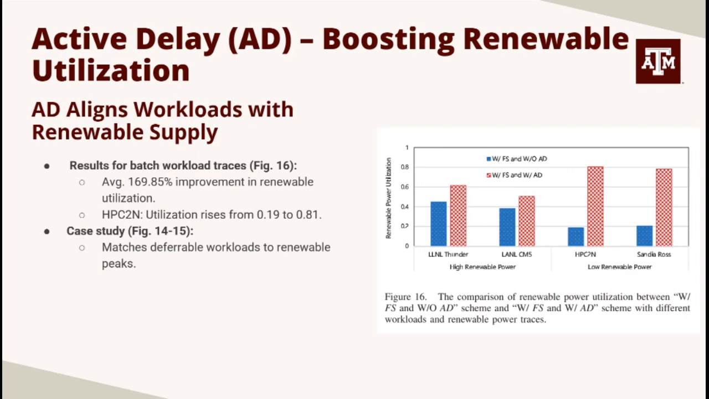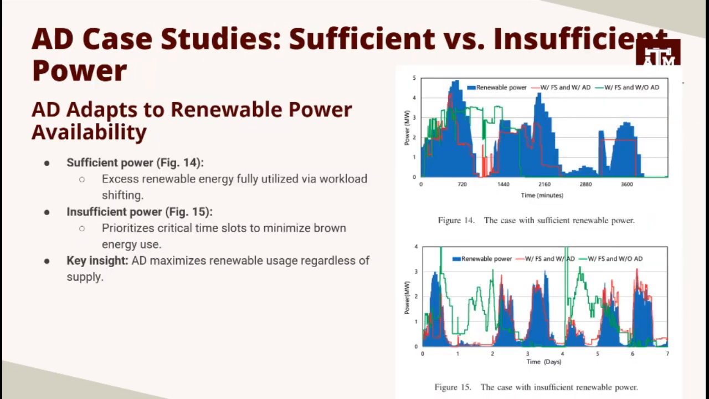Active delay adapts to varying power conditions. In Figure 14, with sufficient renewable energy, it shifts workloads to fully utilize excess supply. Conversely, Figure 15 shows it handles scarcity, deferring non-critical jobs to minimize grid reliance. This flexibility makes active delay effective regardless of renewable availability, a key advantage for real-world deployment.